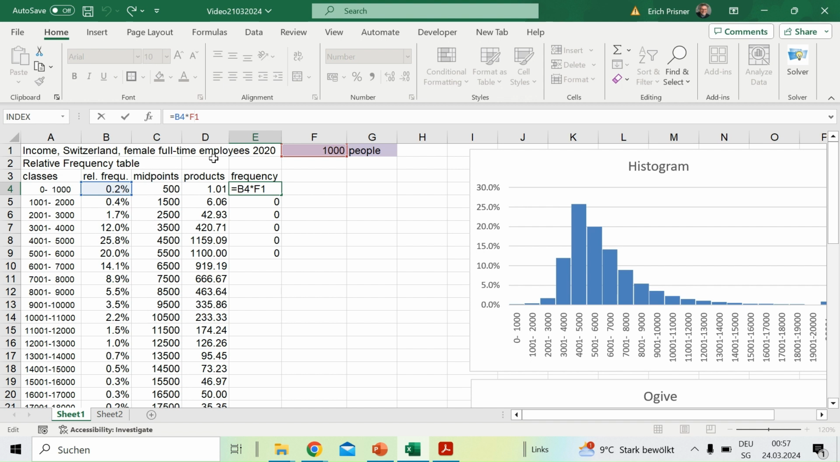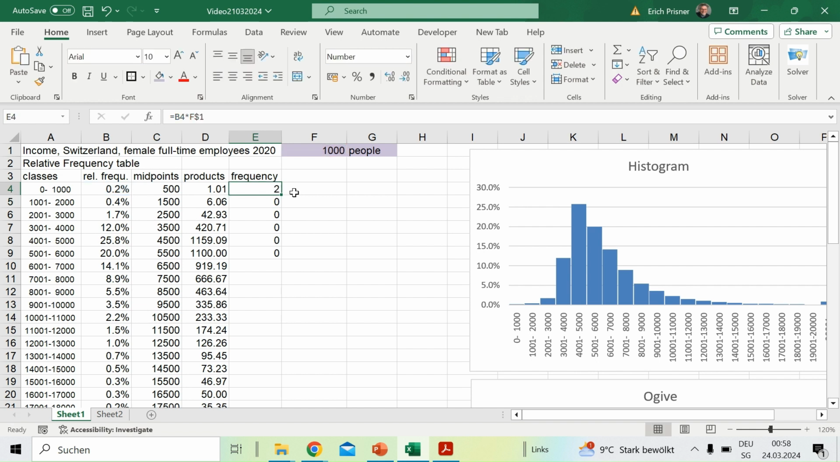What can I do against it? Well, I can pin this 1 by putting a dollar sign in front of the 1. So you see it here. I'm writing B4 times F$1. $1 means the 1 is pinned. And if I copy this formula in this cell down, then it will always be F$1, but it will be B5, B6, B7, and so on. So that's the first Excel content for this part, absolute referencing.